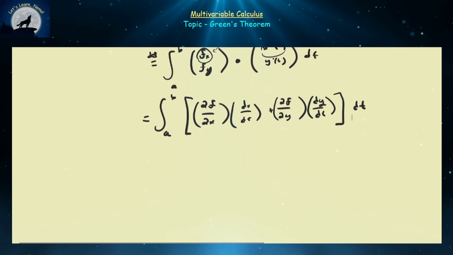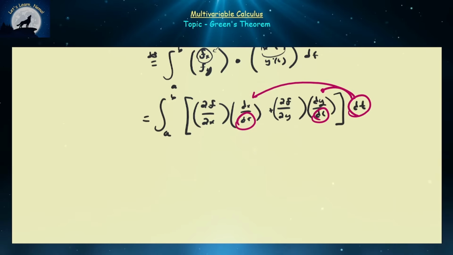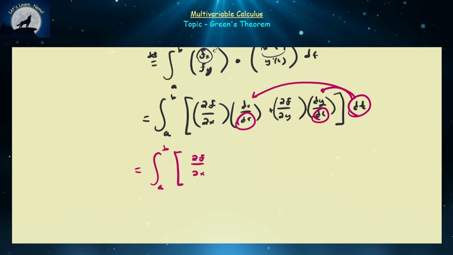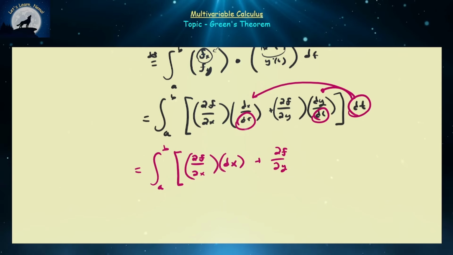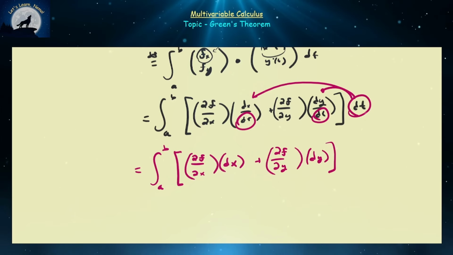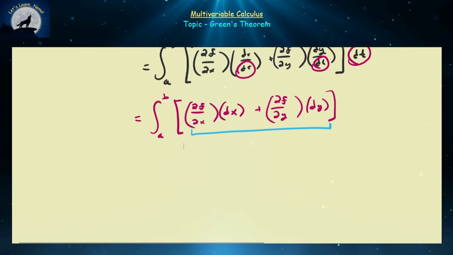All right. What we have here is a total differential of t located on the outside, and it's located here and located here on those. So what I can do is distribute these components inwards, and this is going to simplify to the integral from a to b of the partial derivative of f with respect to x times dx plus the partial derivative of f with respect to y times the total differential of y. And this expression inside of the brackets should look familiar to you because that's just the total differential of f.